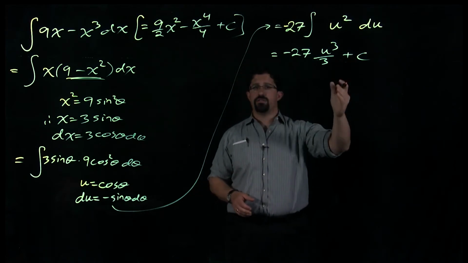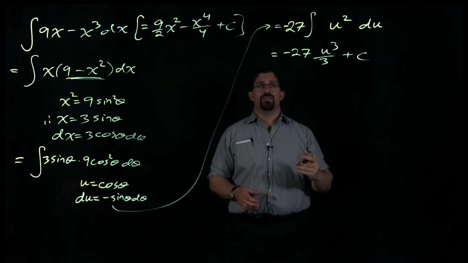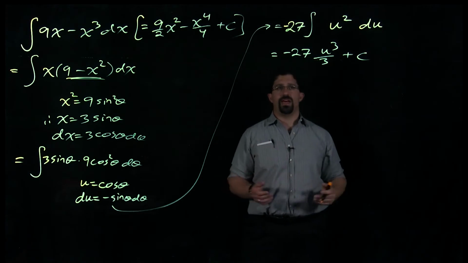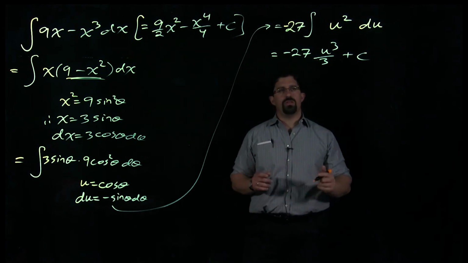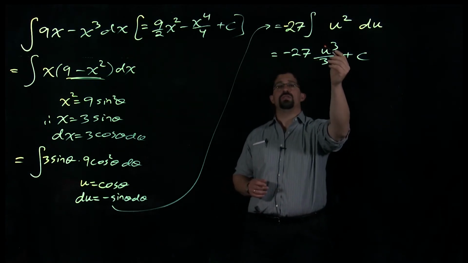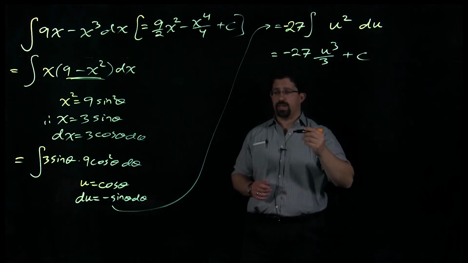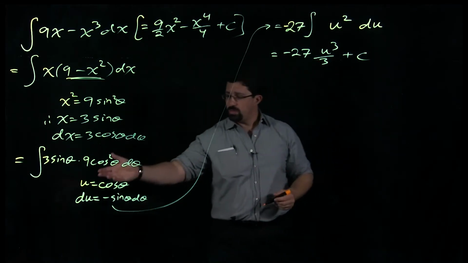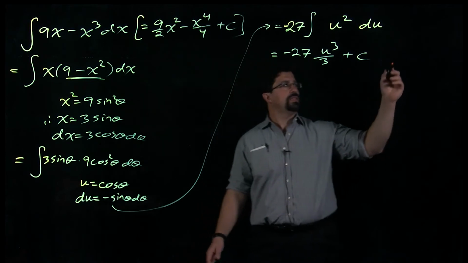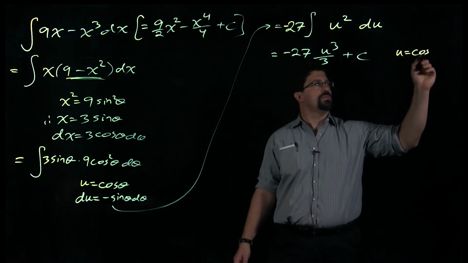And then the next bit becomes really easy. When you have an indefinite integral, you have no choice. So we want to take this thing over here, work our way back to the variable x. So u is equal to cosine of theta, right? Just as a reminder over here.